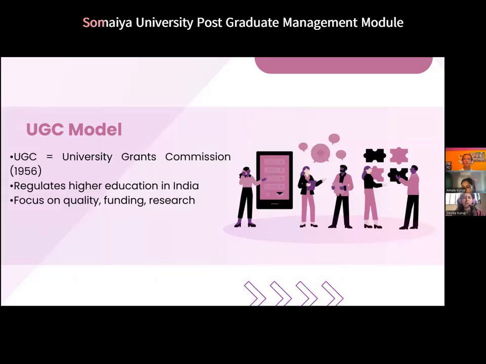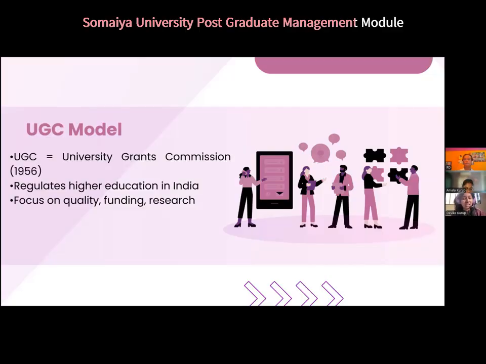Hello, I'm Devika. Talking about the UGC model. The abbreviation UGC stands for University Grants Commission. Our entire nation is mostly under the UGC guidelines.